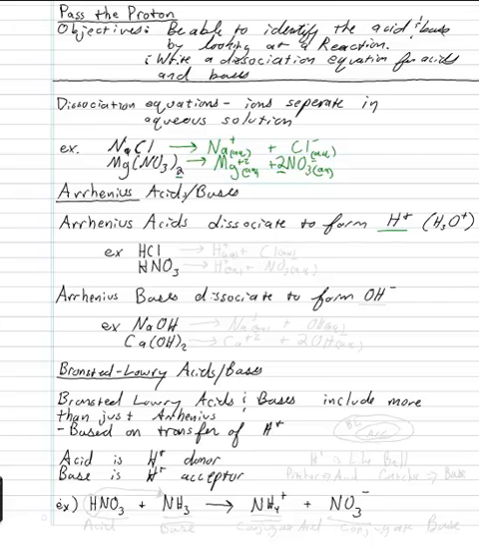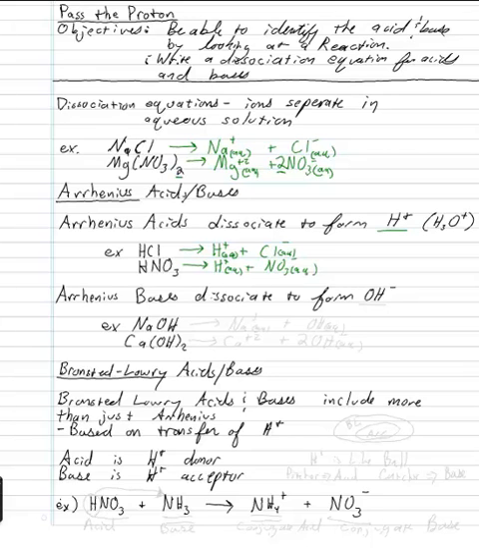So, an Arrhenius acid just dissociates into H plus ions. So, if it dissolves and it forms H plus ions, it's an acid. HNO3 is another example, dissociates into H plus ions plus nitrate ions.